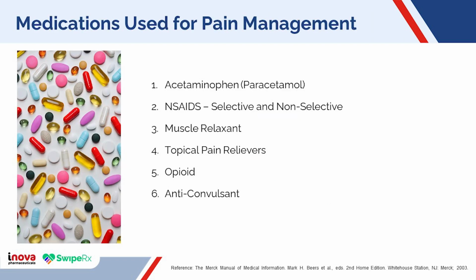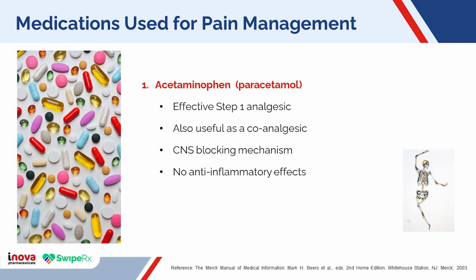So these are the medications we use for low back pain and in general in pain management. But for low back pain, we actually use a combination of all these medications, and we will go through them one by one. The first one is acetaminophen, or paracetamol. Next slide, please. This is a CNS blocker, and it is a gold standard drug which has very few side effects. It is a CNS blocking mechanism, right? And it is used for a co-analgesic effect.